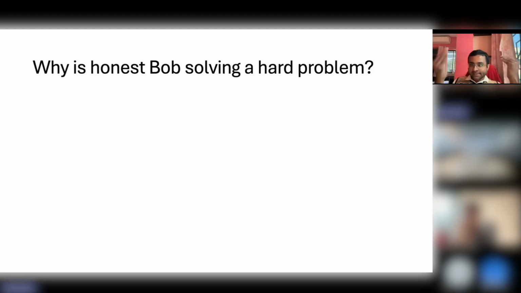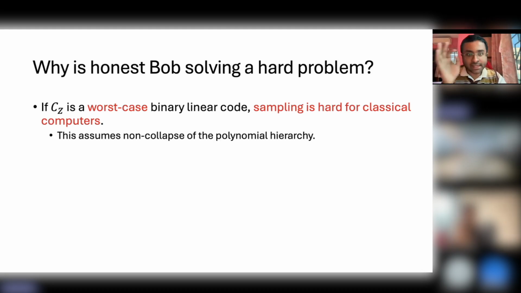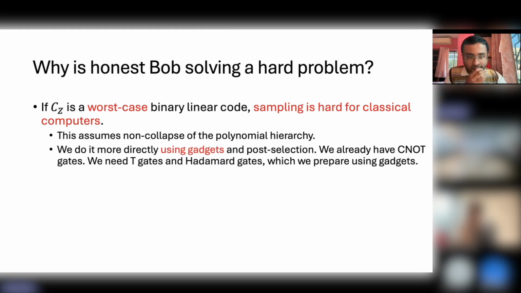But why is Bob solving a hard problem? To address Shantanav's question, why is it that Bob needs a quantum computer to do this? Well, one way to see this is if CZ is a worst case binary linear code, then we can actually prove complexity theoretically that sampling should be hard for classical computers. And how do I prove this? The underlying complexity theoretic conjecture is that we take for granted that the polynomial hierarchy doesn't collapse. And how do we prove this? Well, we prove it using gadgets and post-selection.